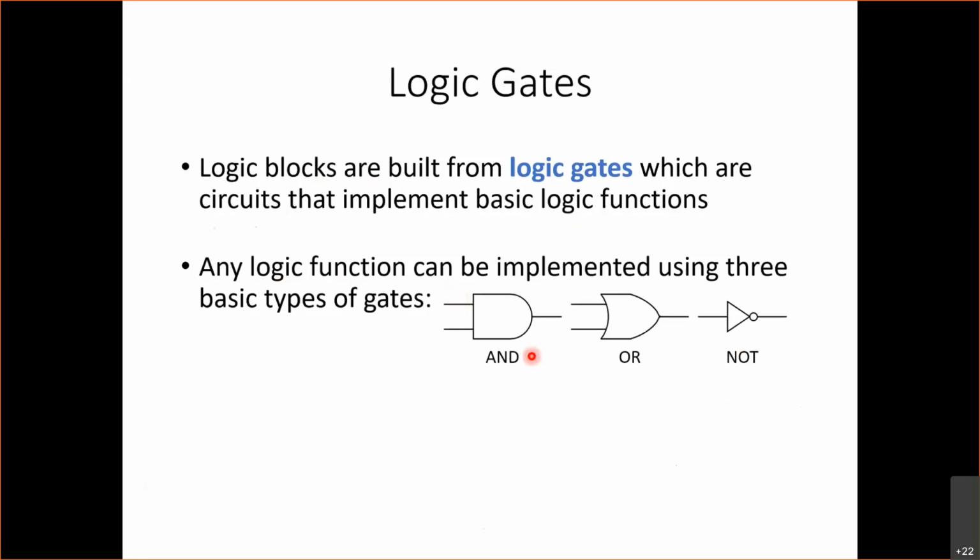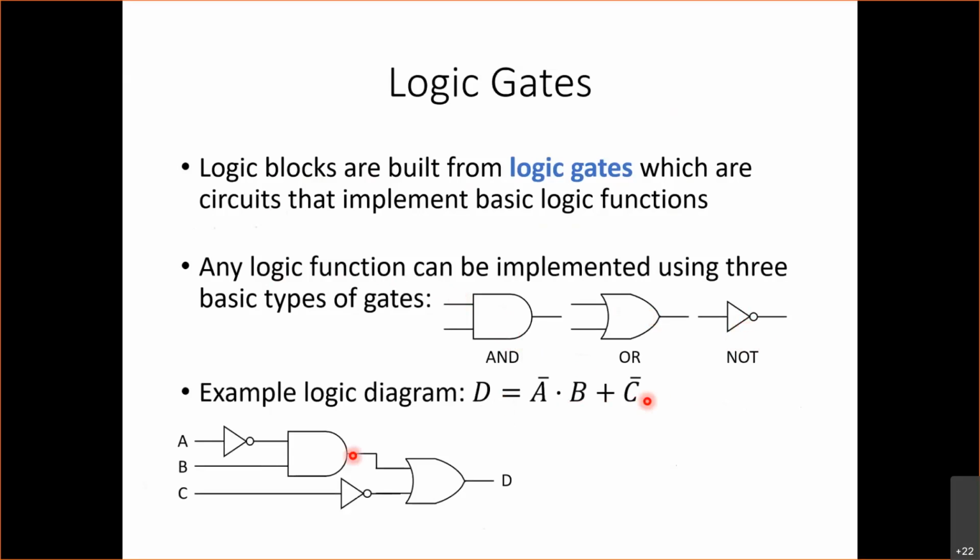And these are the symbols that we use for these gates. This gate over here is an AND gate, this over here is an OR gate, and this over here is a NOT gate. So for example, if I have this logic equation, D equals not A and B or not C, I can draw a logic diagram for this equation like this. We have this AND gate over here. We have not A and B, that's here, and then here we have not C. Then we take this result and pass it through an OR gate. So here we get not A and B or not C, and that gives us D.